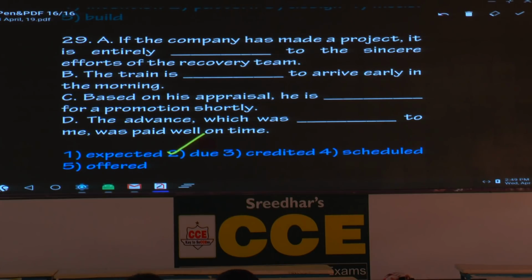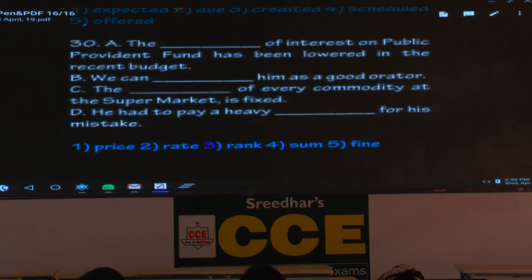So, offered, does it go with the first sentence? If you don't respond, you are not attentive, you are not listening to me. I asked the question, does it go with the first sentence? No. Offered to the sincere efforts. Does it go with the train context? No. Does it go with he is offered for a promotion? He is offered a promotion. He is offered a better post. And does it go with the last sentence, which was offered to me? The advance which was offered to me was paid, but it doesn't go with the second clause. First clause, grammatically it is right. So what is the answer here? Second option is the answer.